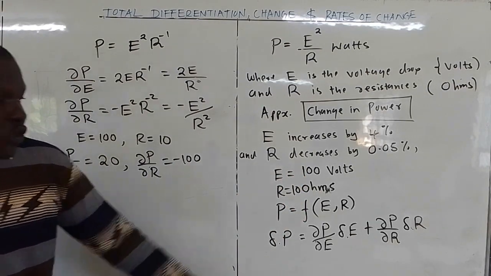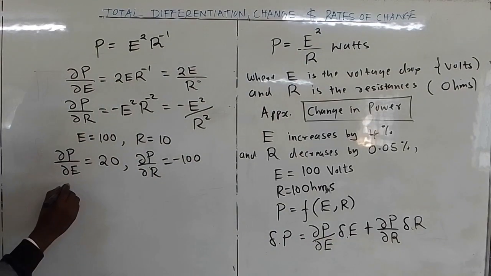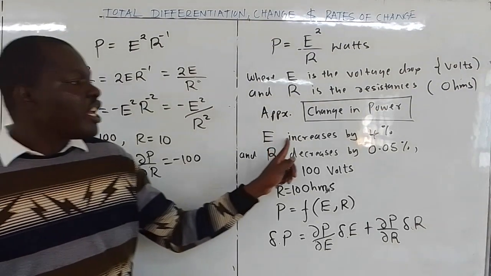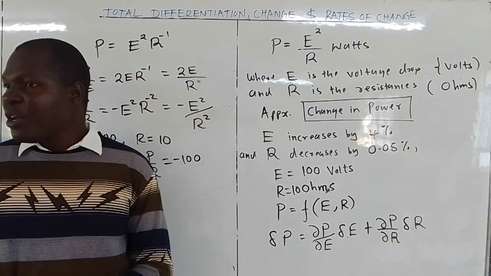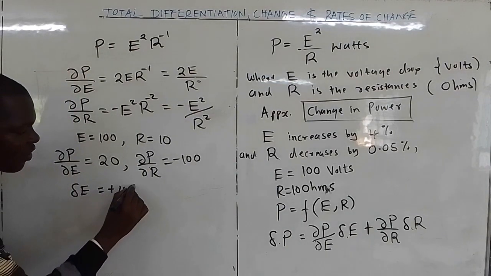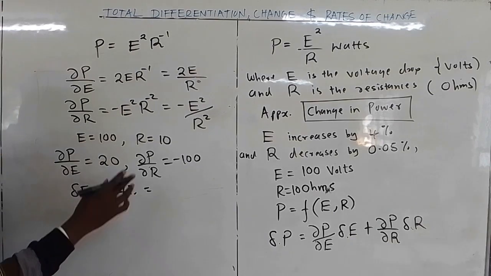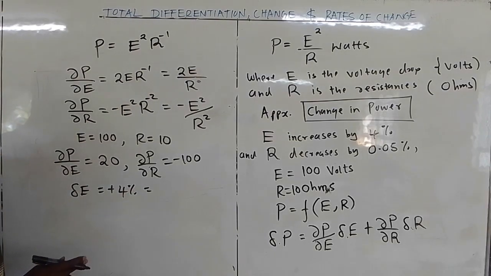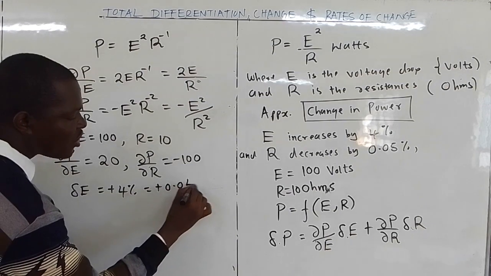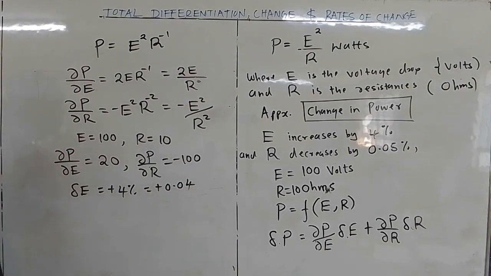So the next thing is to get change in E, isn't it? So what is the change in the voltage drop? Change in E, you've been told E increases. Increases means positive, isn't it? So it means E is positive 4%. And what is 4%? It's 4 over 100, isn't it? So 4 over 100, that is positive 0.04.